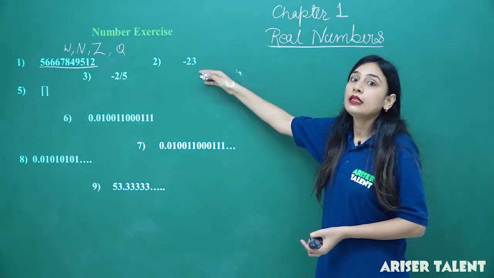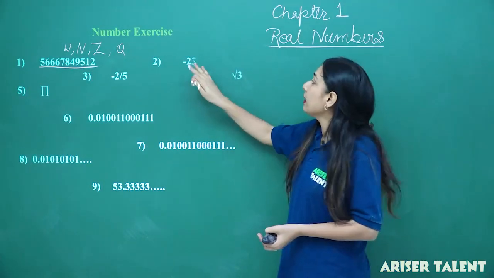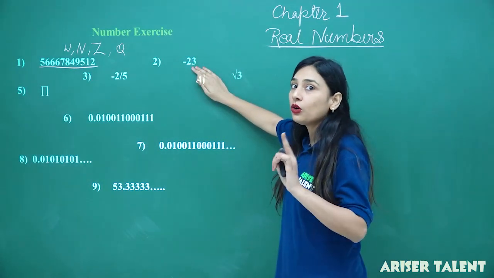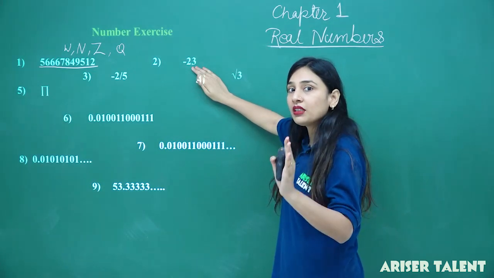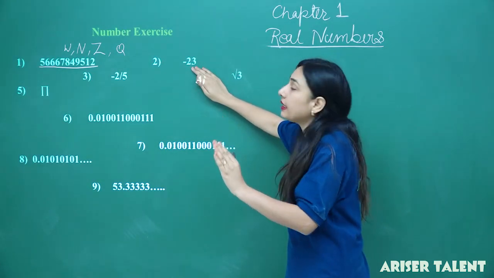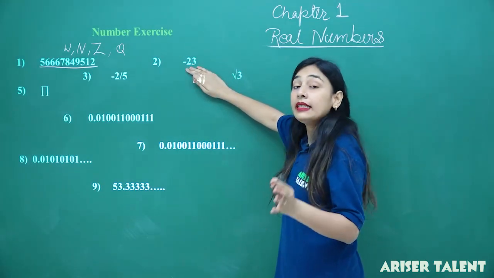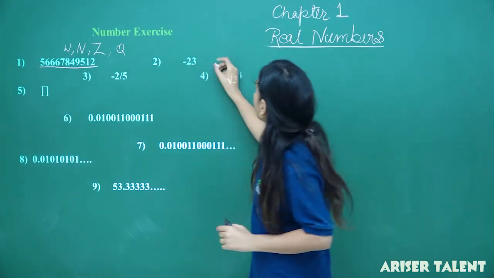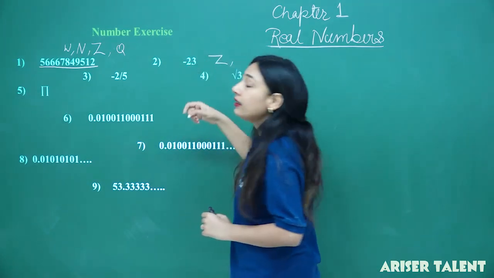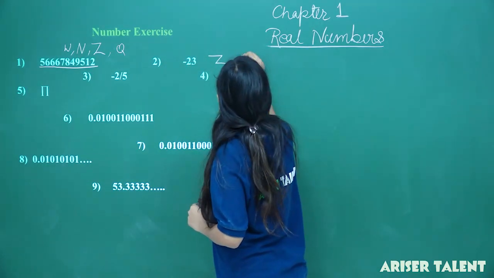Now, the second one, is it a whole number? No, it's not a whole number. It does not come in the set of 0, 1, 2, 3, 4, 5, 6, 7, 8. So it's obviously not a natural number. Then is it an integer? Yes, an integer it is, and a rational number for sure.